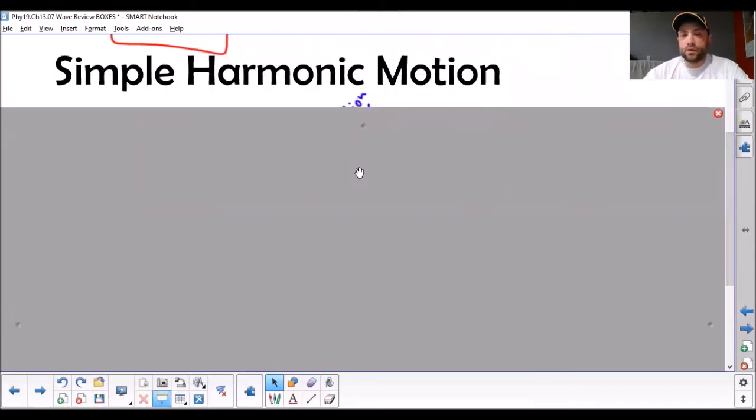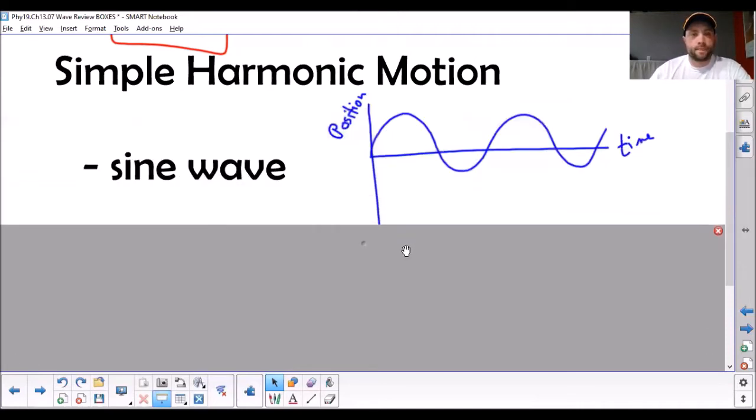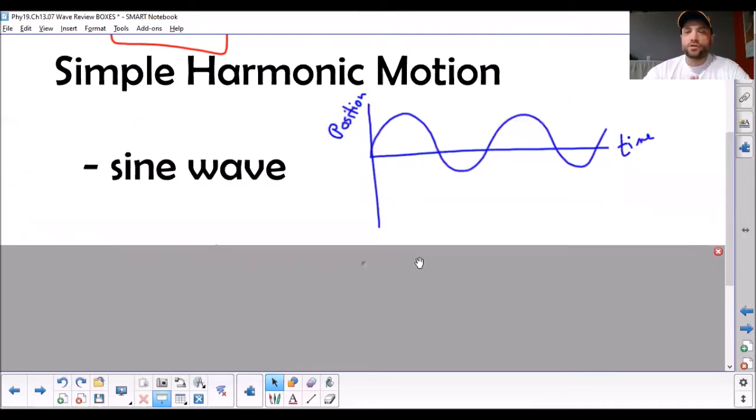Second thing is simple harmonic motion. Do you remember what that was? Simple harmonic motion is anything that repeats itself over and over and over again. And if you were to graph it, it would create a sine wave if you graph the position versus the time.